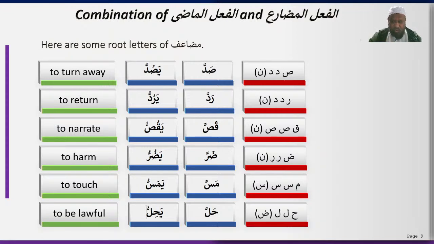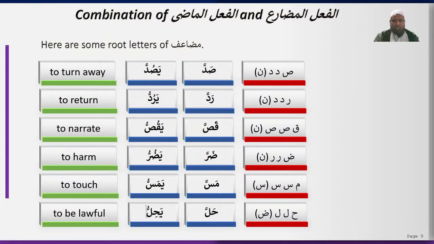To make something lawful, that is another fi'l which comes from thulathi mazidun fi. Ahalla yuhillu. Over there the hamza is added with the root letters. That's why it's called thulathi mazidun fi. But thulathi mujarrad is halla yahillu, be lawful. So that is أي فعل لازم. حل يحل.